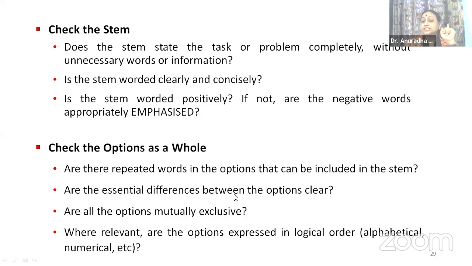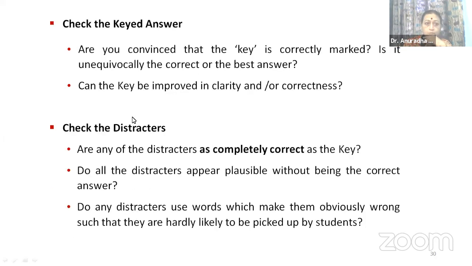Are the essential differences between the options clear? That is, there are no overlapping options also. They are distinctly different options. Are the options mutually exclusive? And where relevant, are the options expressed in logical order, alphabetically, numerically, period-wise, whatever it is. So that is something that you must look at for the options as a whole.